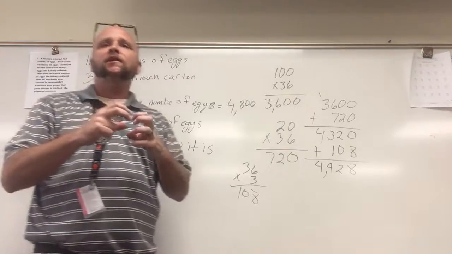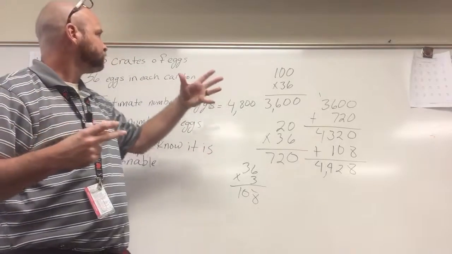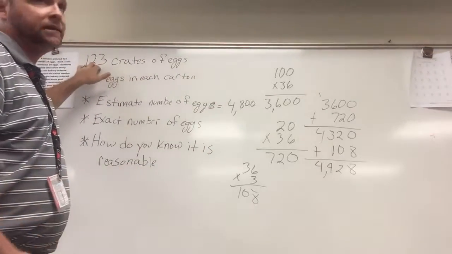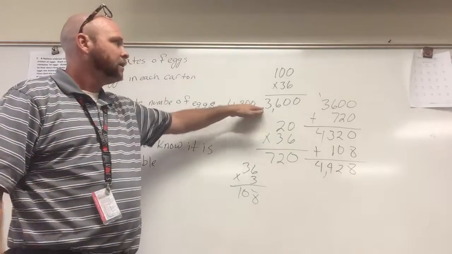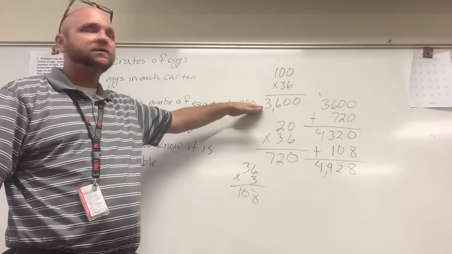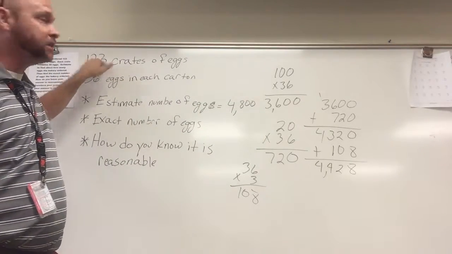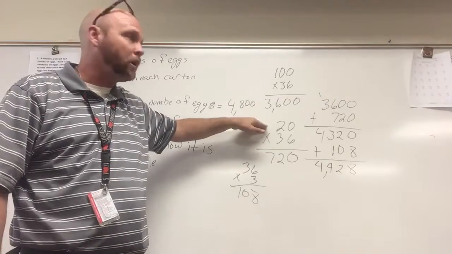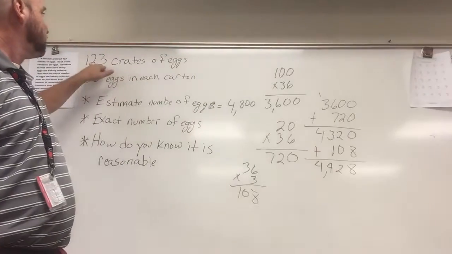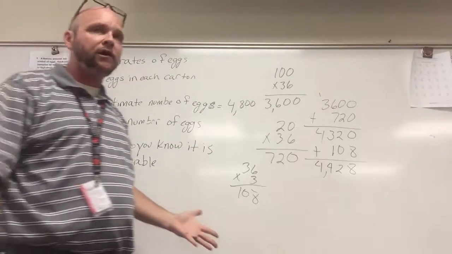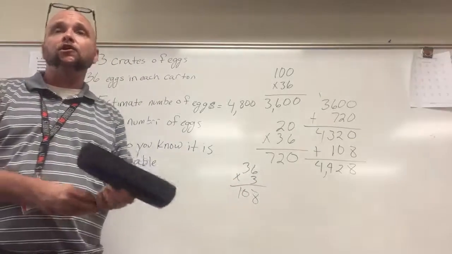What he did is he used a break apart method. It's kind of like expanded form. He took the number of crates and put it in expanded form. So 100 crates gave him 3,600 eggs. He has more than 100 crates. Plus, the 2 is in the tens place, so the value of the 2 is 20. So 36 times 20 is 720. And then we have 3, because that's in the ones place. And 3 times 36 is 108. So that's one way you can do it.